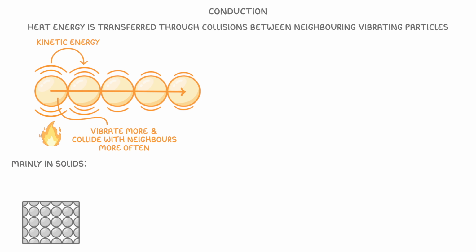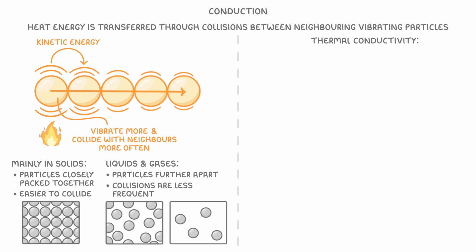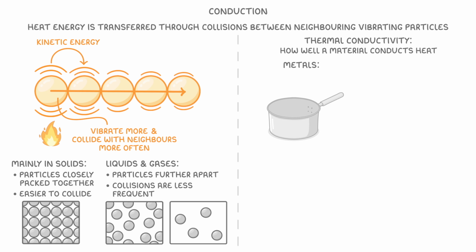Conduction happens mainly in solids because the particles are closely packed together, making it easier for them to collide and transfer energy. In contrast, in liquids and gases, the particles are further apart, so collisions are less frequent. We use the term thermal conductivity to describe how well a material conducts heat. Metals, like copper and aluminium, have high thermal conductivity, meaning they transfer heat quickly.